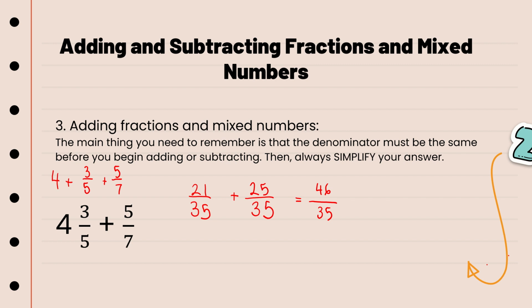Now again, I need to turn this into a mixed number. So I know that 35 goes into 46 only once, and then my remainder is 11 over 35. Now I'm going to come back and add those 4 wholes into it. So then I will have 4 plus 1 and 11 over 35, which gives me 5 wholes and 11 over 35.